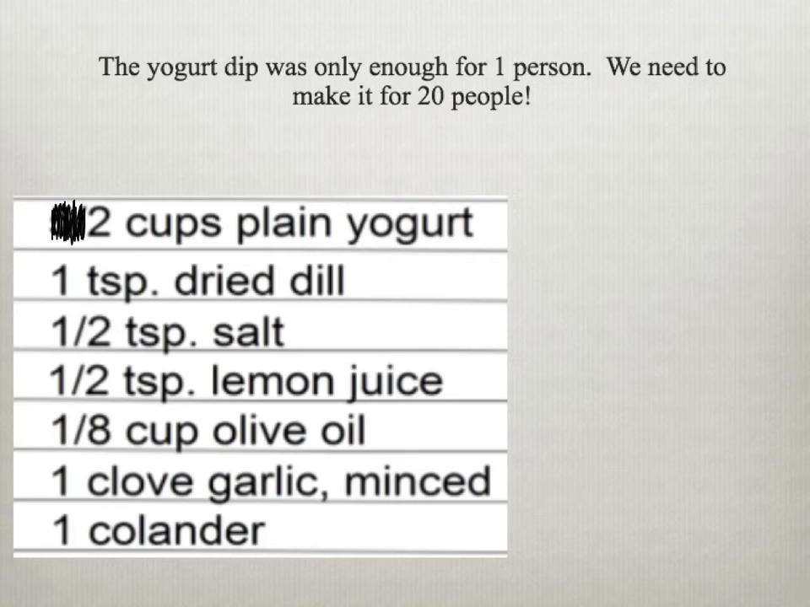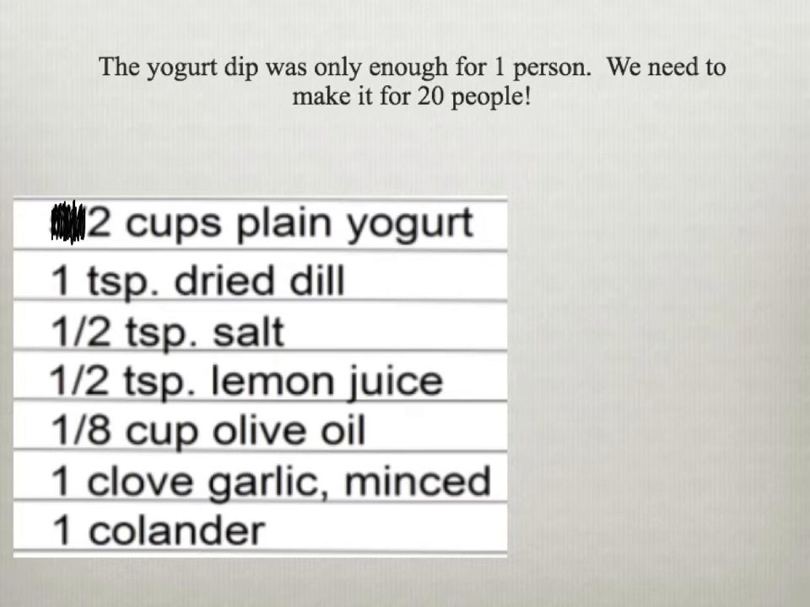Alright, so here's our yogurt dip, and this yogurt dip is only enough for 1 person. We need to make it for 20 people. So if we needed to make this for 20 people, are we going to be making a bigger recipe or a smaller recipe? Well, obviously we'd be making a bigger recipe. So what we need to do is multiply each of these ingredients by 20 in order to get our new recipe.